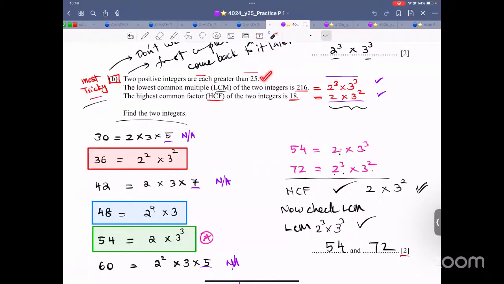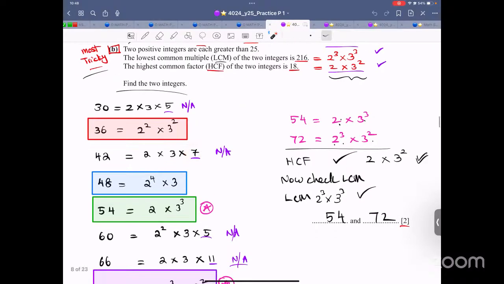Now they're greater than 25, 26, 27, 28, 29, 30. Now I want those which have 2 and 3 in them. So this is 2 into 3 into 5. Because of the 5, that's not applicable. Otherwise, 5 would have shown either over here or over here. 36 makes sense. That is 2 square into 3 square. Keep on going. 42, not worthwhile because of the 7. 48, 2 power 4 into 3. Now, if I compare these two, it's not giving me this answer of LCM or HCF.